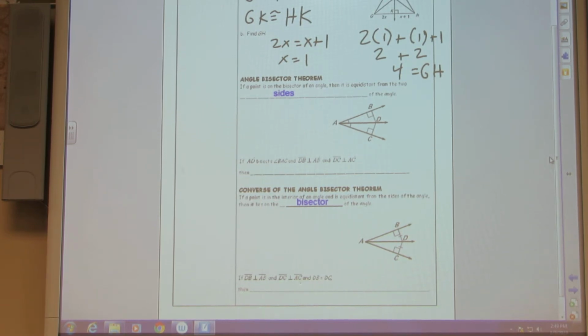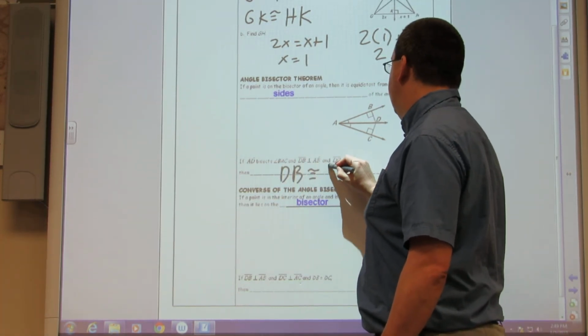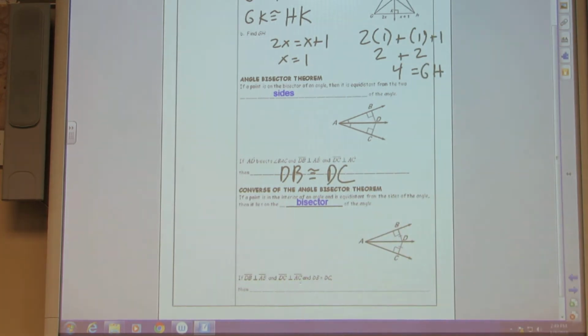All right, and they give me all that information down on the bottom, and what I know is that DB is congruent to DC. And I need that congruent angle, and I need that 90 degrees to know that. The converse is also true. If I look at the picture below that, in the converse of the angle bisector theorem, I have DB and DC marked congruent, and I have the 90 degrees. So what I now know is that angle BAC is bisected. It is cut in half.